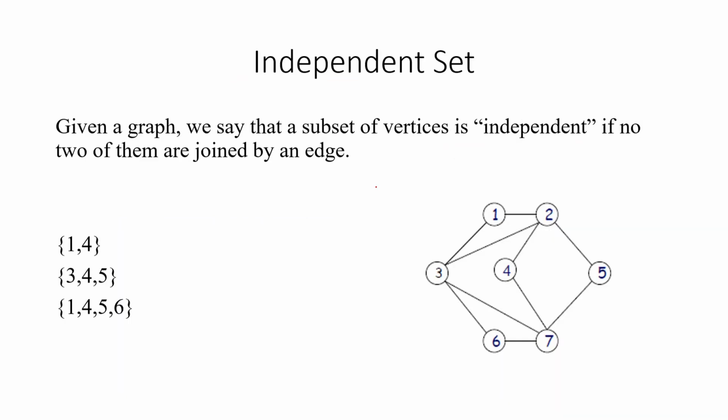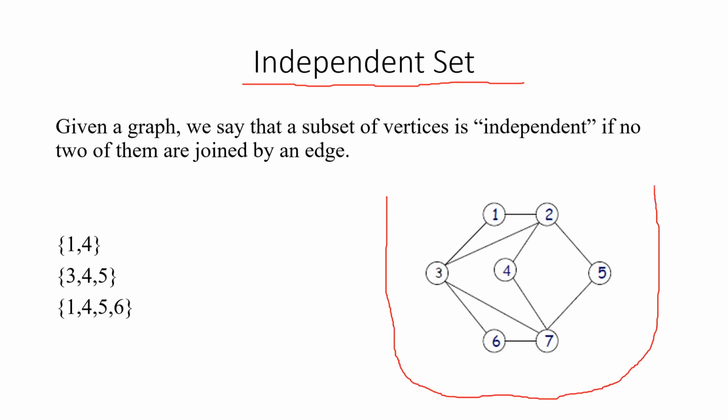So here is the first example. Let's say that we have the independent set. So this is one problem. The independent set: first we have the graph, as you can see here. This is an undirected graph, and an independent set is just a set of vertices where there is no edge between them. For example, for this graph, here are the independent sets: 1, 4; 3, 4, 5; 1, 4, 5, 6.